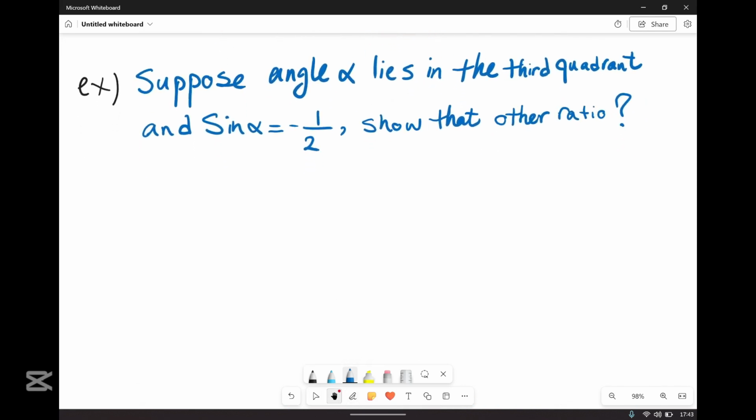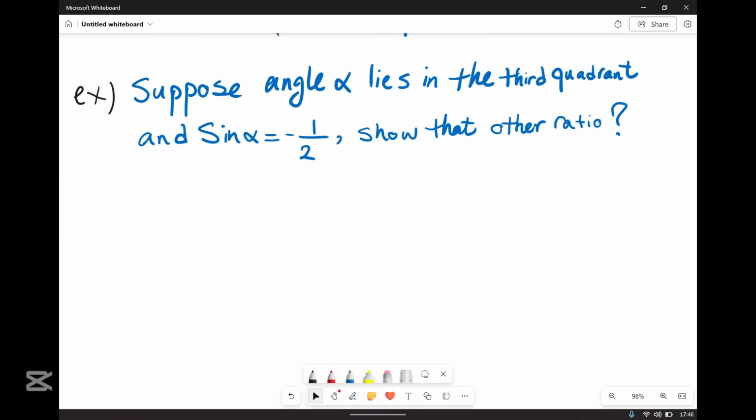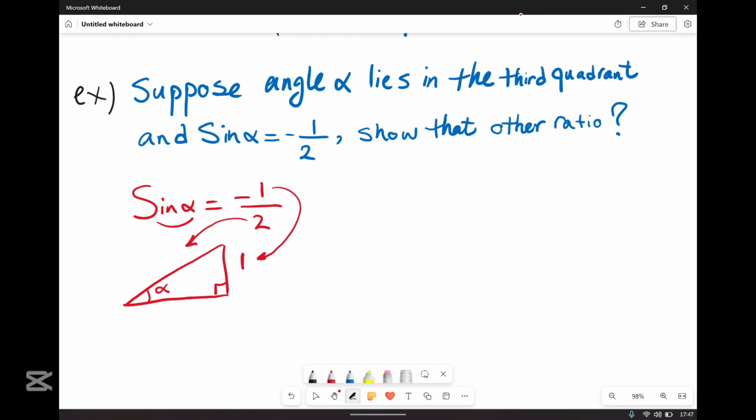Let's go to another example. Right now we can solve it with this rule. Suppose angle alpha lies in the third quadrant, and sine of alpha is minus 1 divided by 2. Show the other ratios. Trigonometric ratios happen in a right angle triangle. When we say sine of alpha is minus 1 divided by 2, minus does not work in geometry, therefore the opposite side is 1 and the hypotenuse is 2.